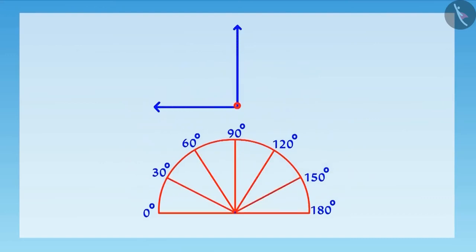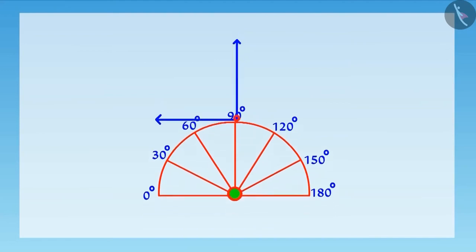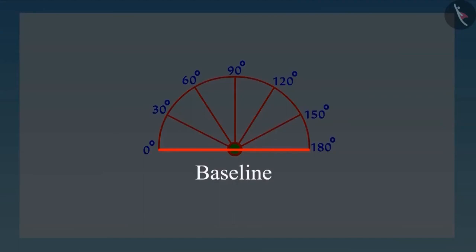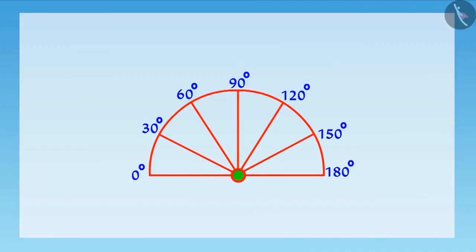Now, if we have to measure an angle, we will place the center point of this protractor at the vertex of the angle. And remember, one line of the angle must be placed along the baseline of the protractor. Now, this second line of the angle tells us the correct measurement of the angle.